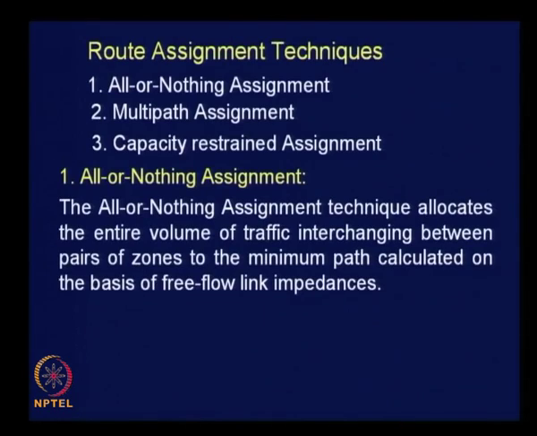So as per this technique, the allocation is done to the entire volume of traffic interchanging between pairs of zones to the minimum path calculated on the basis of free flow link impedances. As I indicated to you, it is free flow link impedance that is taken as the basis for assigning traffic after identification of the minimum path tree. All the travel times that we indicated as link attributes are free flow travel times.